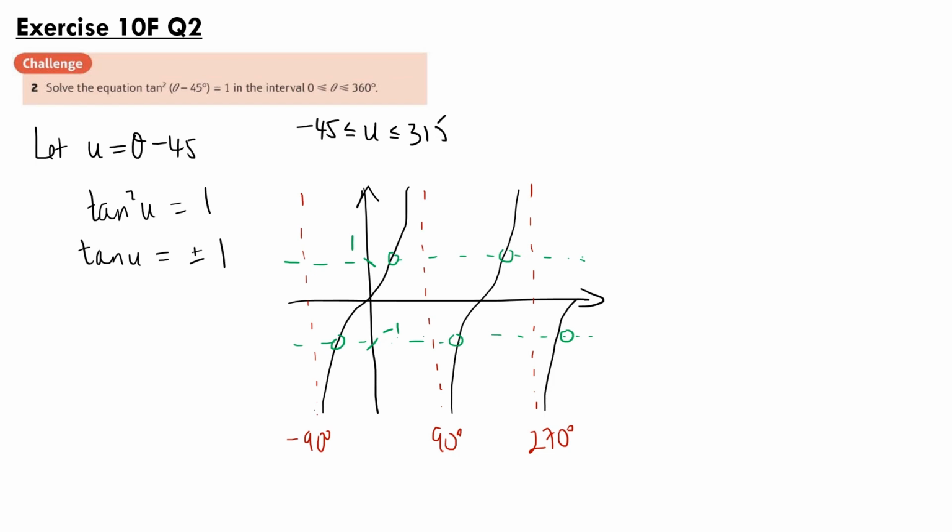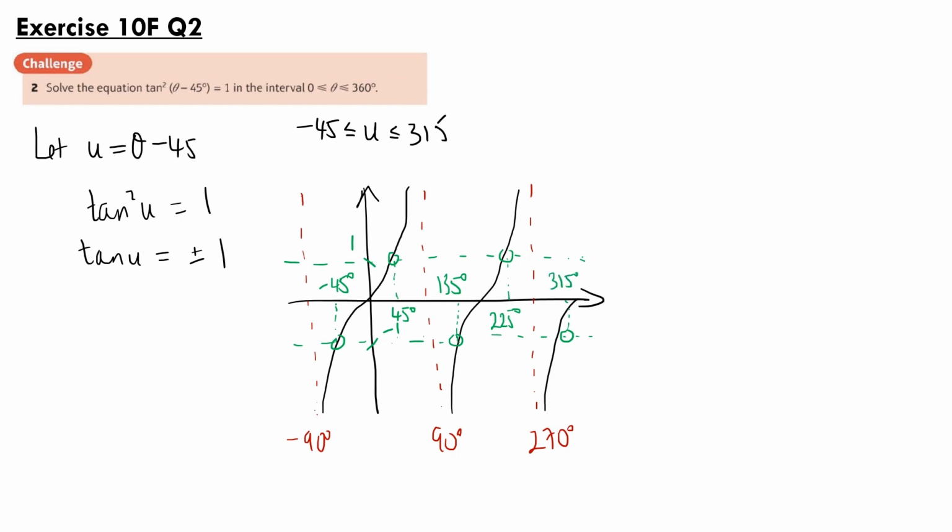And so from our key trig values, we know that tan of 45 degrees is equal to 1. So this point is at 45 degrees, and here, because tan has a period of 180, 45 plus 180 gives us 225 degrees. And here, this will be minus 45 degrees. So this point here has x coordinate minus 45 plus 180 degrees, which is 135 degrees. And this point here has x coordinate 180 plus 135 degrees, which is 315 degrees.